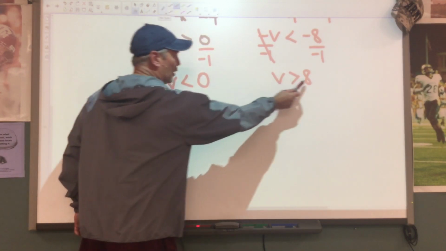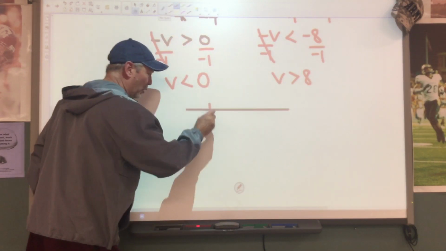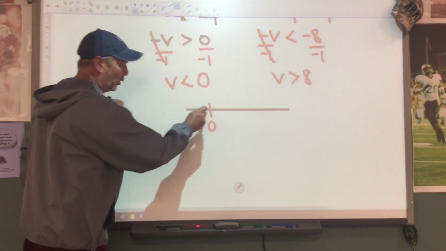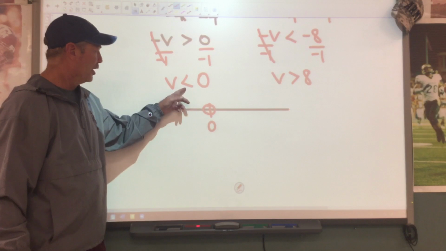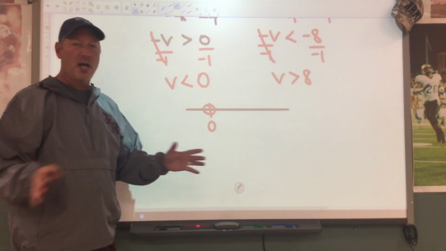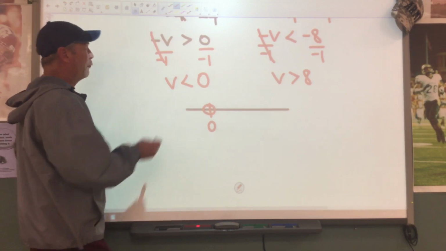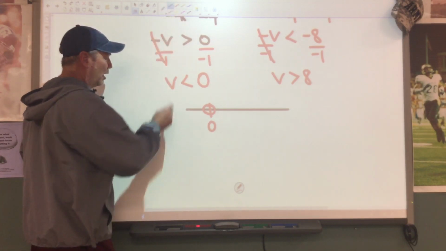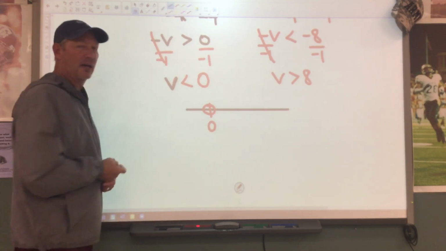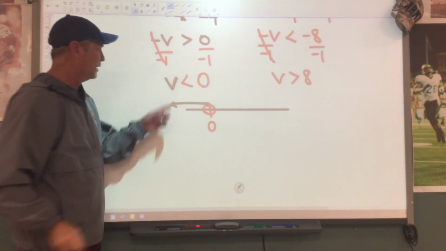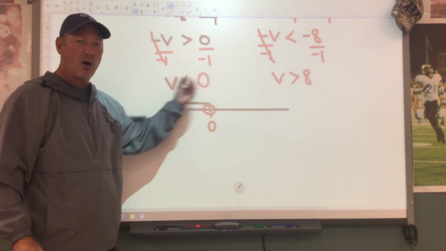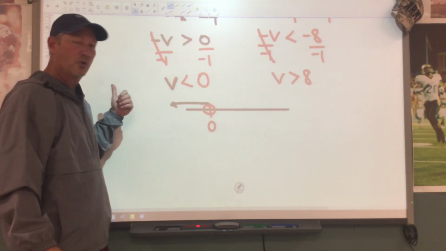Who's smaller, 0 or 8? 0 is smaller. We put a circle. Should I color my circle in? There is not a bar, so we do not color it in. If we're lucky enough that the variable is on the left, then this symbol will tell us which way to go on the graph, because it says my V values are getting smaller than 0, less than, which means they should go to the left.